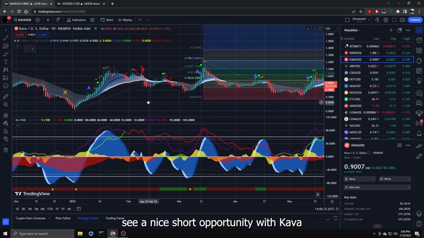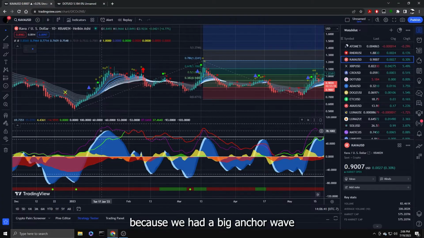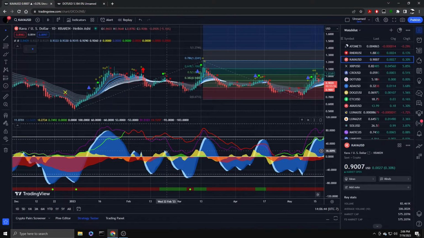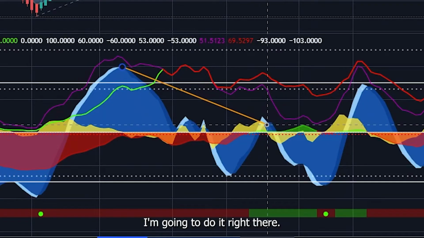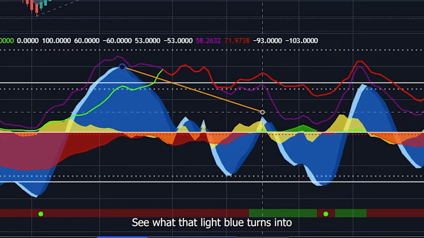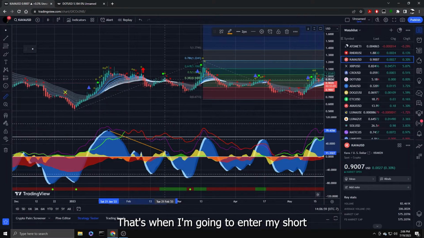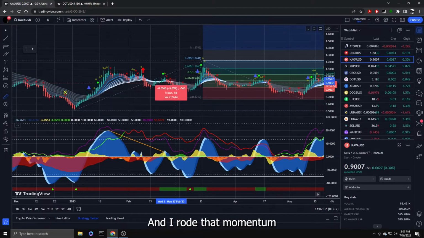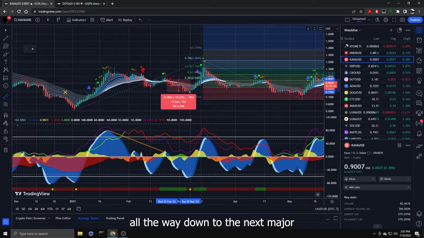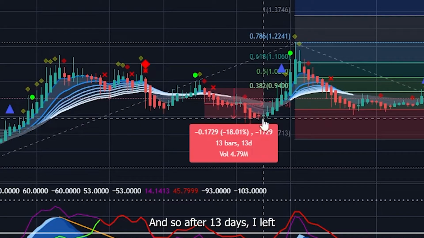But then I did see a nice short opportunity with Kava. Because we had a big anchor wave, and a follow-up trigger wave. So I go, okay. For visual reference, I'm going to do it right there. See where that light blue turns into dark blue? Right there. That's when I'm going to enter my short here. And I rode that momentum all the way down to the next major wave when the light blue turned into dark blue. That signifies a trend change. And so after 13 days, boop, I left and I took 18% profit on that short.